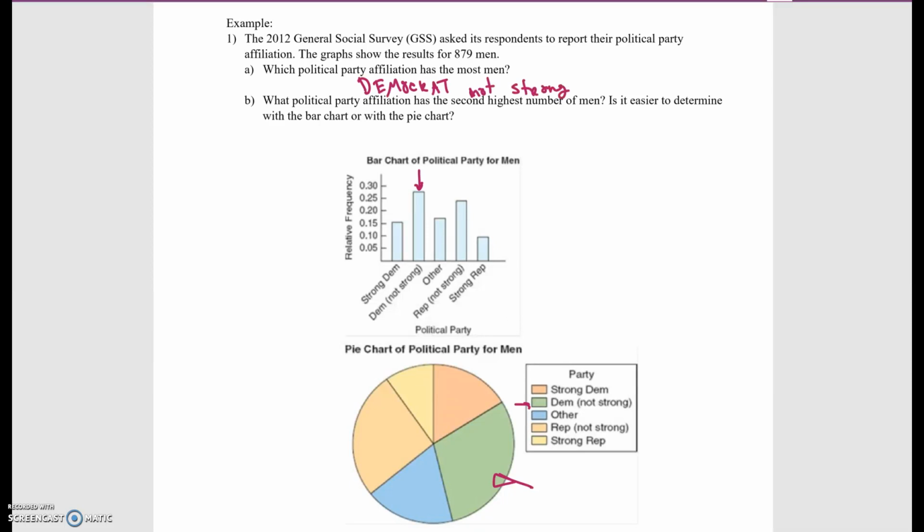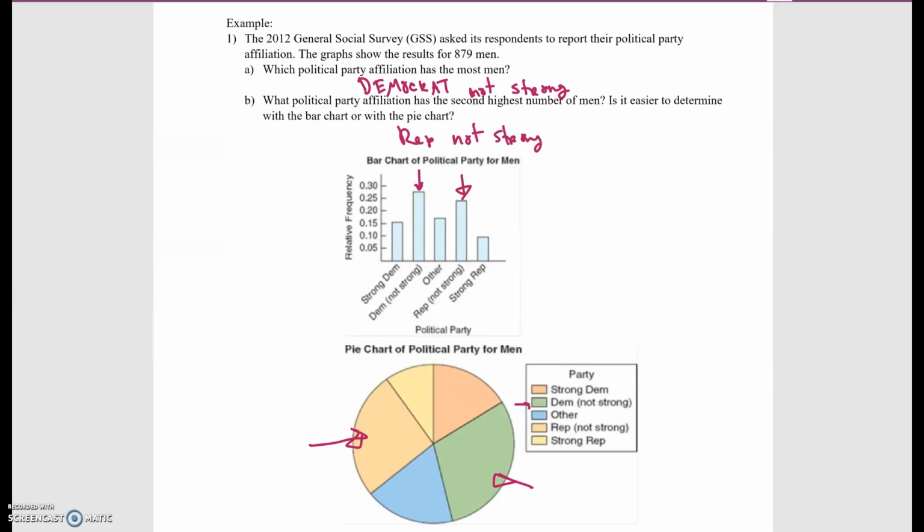Very basic. All right, so what political party affiliation has the second highest number of men? Okay, so the second highest, well, in the bar plot, it seems that Republican, not strong, is the second highest. Now for the pie chart, it's a little hard. Well, kind of, because this one clearly is the next one. But for the other ones, it's really, really difficult to see. And plus, we don't have a legend there, so it will still be Republican, not strong.